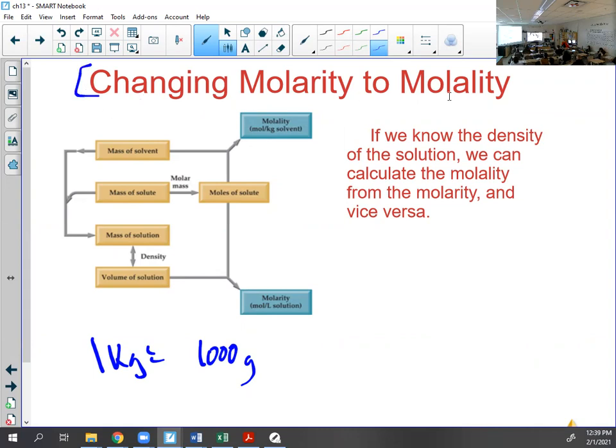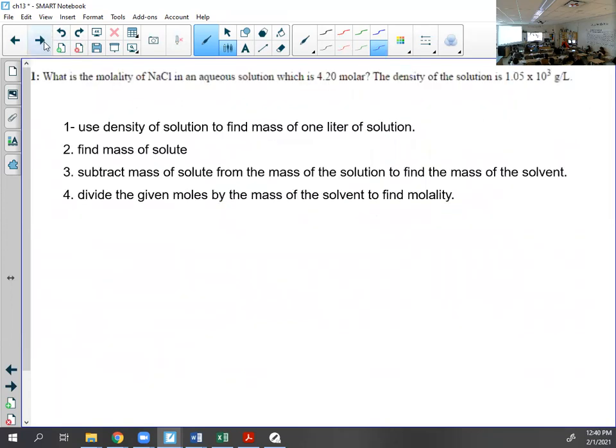Okay, changing molarity to molality. We're going to work on that right now. This is only possible if we know the density. Now, I personally don't even understand this graph or graphic. So I wouldn't stress about that. Even I was like, I'm finally going to figure out what they're even trying to tell me here. I was still lost, and I've taught it for 15 years, whatever. But if we have density and molarity, we can find molality. If we have molality and density, we can find molarity. I think I said that right. So let's just dive in here.